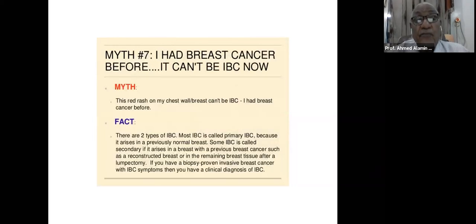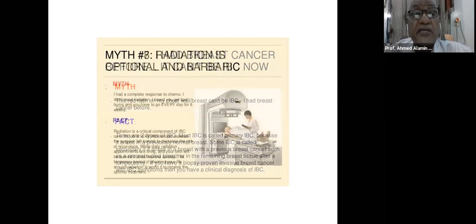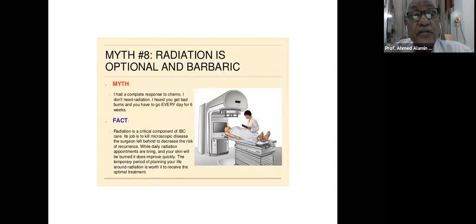This red rash on my chest wall can't be inflammatory breast cancer, I have had breast cancer before. There are 2 types of inflammatory breast cancer. Most inflammatory breast cancer is primary because it arises in a previously normal breast. Some inflammatory breast cancer is called secondary if it arises in a breast with a previous breast cancer, such as a reconstructed breast or the remaining breast tissue after lumpectomy. If you, however, see proven invasive breast cancer with inflammatory breast cancer symptoms, then you have a clinical diagnosis of inflammatory breast cancer.